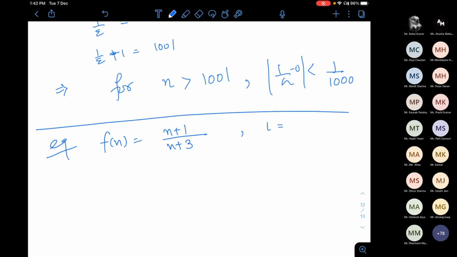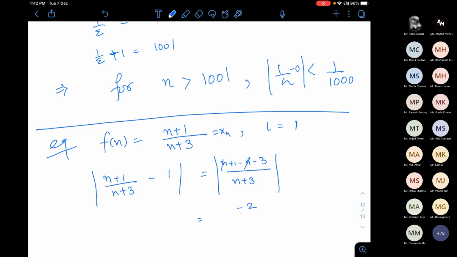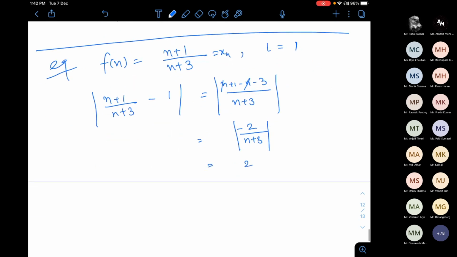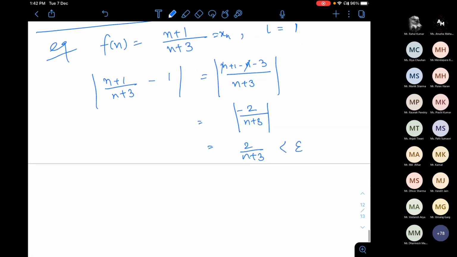Can you tell me the limit? 1. So the difference, minus 2 over n plus 3. I will take 2 over n plus 3 to be less than epsilon.